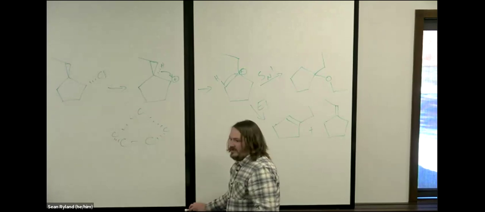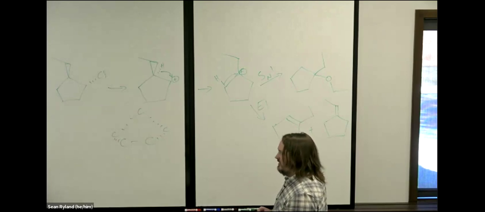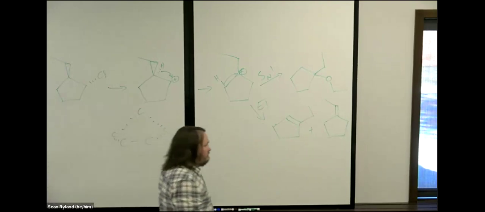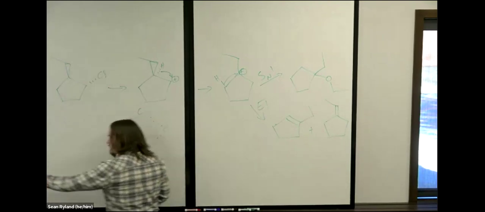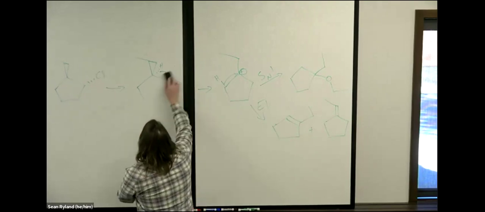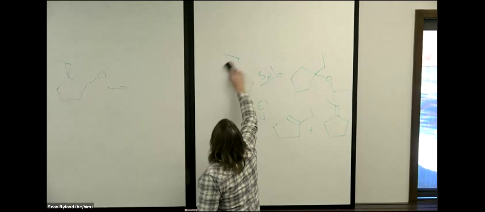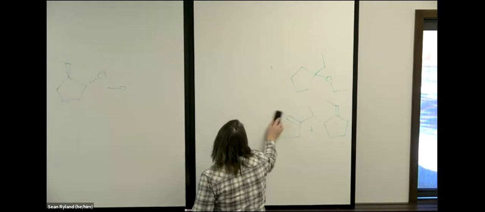Again, not something that I asked about on the test, but just to get us thinking back in terms of OCHEM variables. So those are both of our first order reactions where we go through the carbocation intermediate. What do we get if we go the concerted mechanisms?